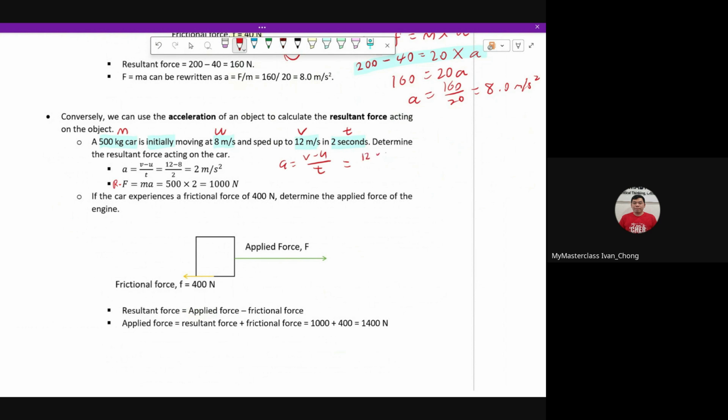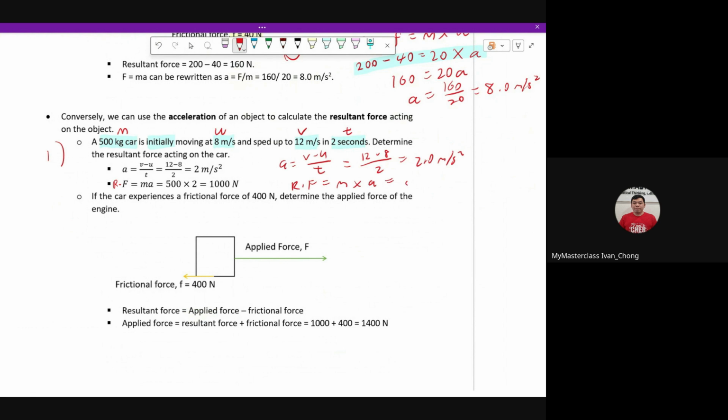Just 12 minus 8 over 2. We have 2.0 meters per second squared. And next one, we want to solve resultant force. Resultant force is F2 minus F1, but in this first part, part 1, there's no F2 or F1, so we straight away just use M times A.